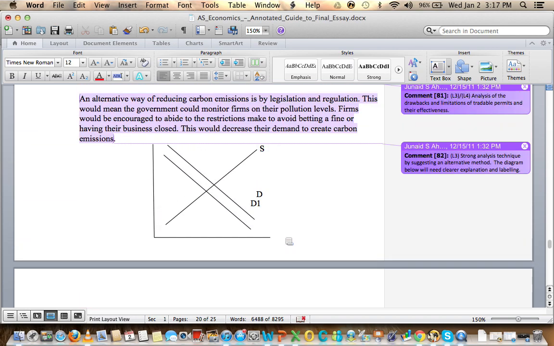Now, I'm not necessarily sure if I like this diagram for this explanation. If they're going to be using legislation and regulation, generally the argument is that it makes it tougher for business to do business, right? So it's going to increase their costs because they have to adhere to the new directives by the government, and that would shift the supply curve left. So the fact that this demand curve is shifted leftward, I don't necessarily agree with the logic behind it.